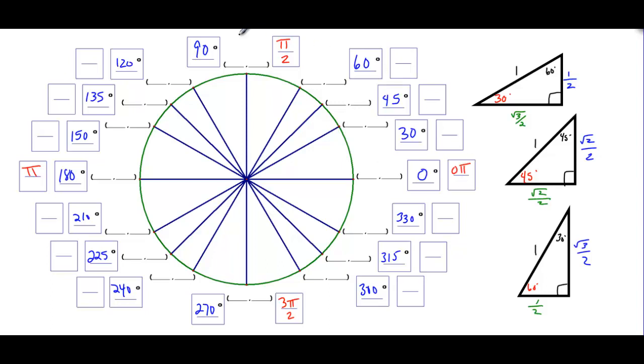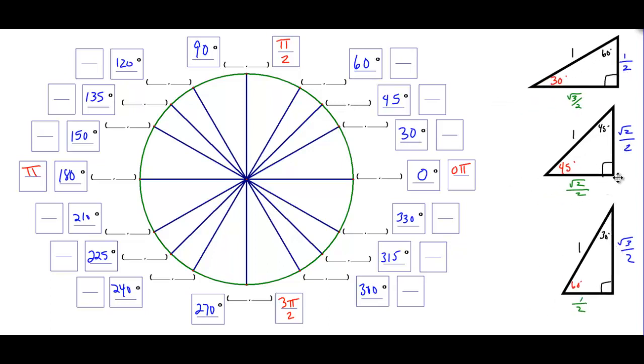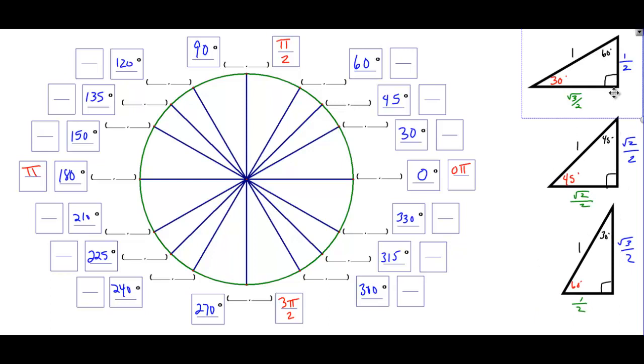So how do I fill in all the rest? Well, I'm going to first look at this 30 degrees. Now, I know I have a conversion. So I know that 180 degrees is equal to pi, and that's what I'm going to use to fill in the whole rest of the circle, just that fact alone.